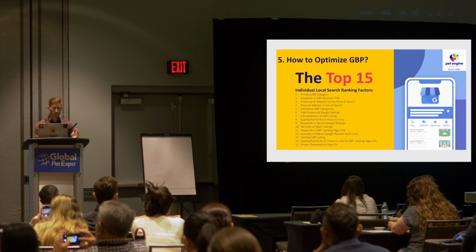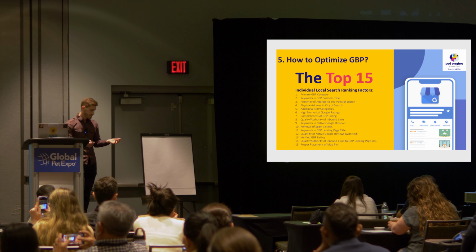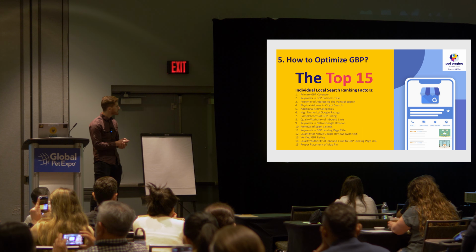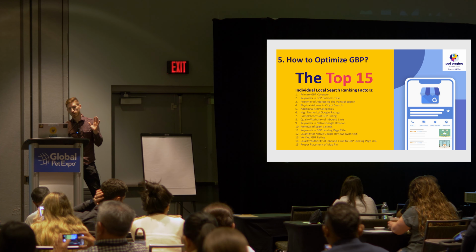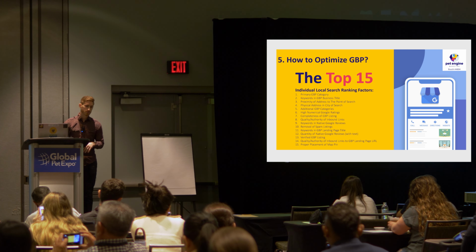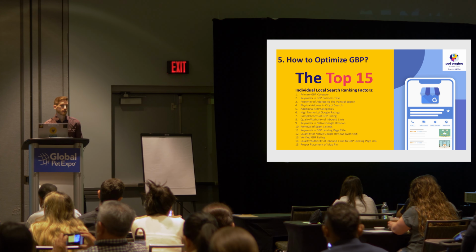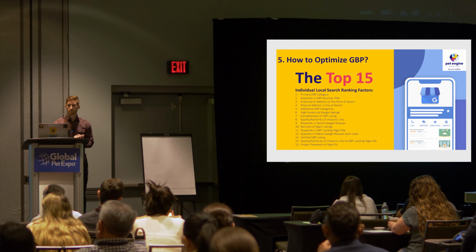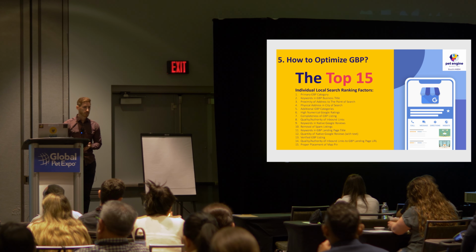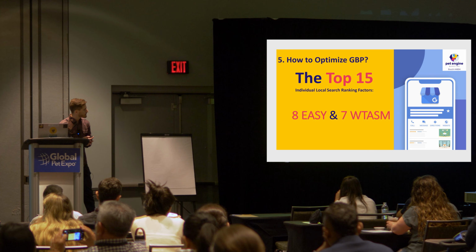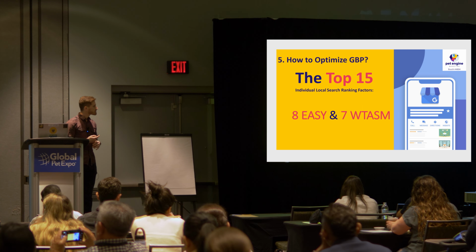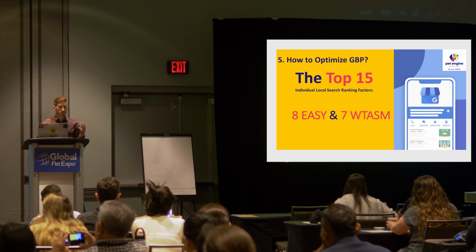All right, let's talk about optimizing it. So we're going to spend a bunch of time on this. There are thought to be 15 individual factors that influence your rankings. And these are weighted from most influential at the top to least influential at the bottom. Now we could go through these one by one, but I feel like that would be super slow and boring. So I've broken them down into 2 categories. We've got the easy categories, and then we've got the WTASM categories, which I've labeled as worth talking about some more. So we're going to start with the easy ones.